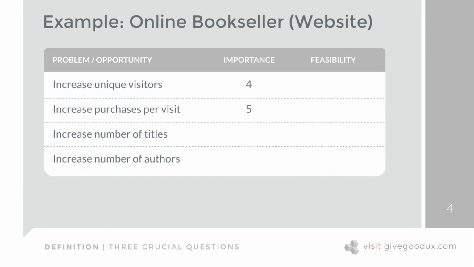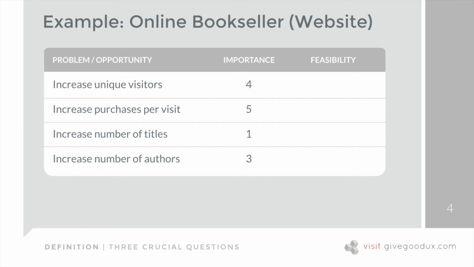Increase the number of titles. We could do it, but there's no compelling evidence that more books in more areas would lead to more sales. So we're giving that a 1. It's really not that important to us. We don't think it's going to solve the problem. Increase the number of authors. That might work. Maybe we're overrepresented by the small group of authors that we have, and people want something different. So we're not sure, so we're putting that right in the middle on a scale of 1 to 5.